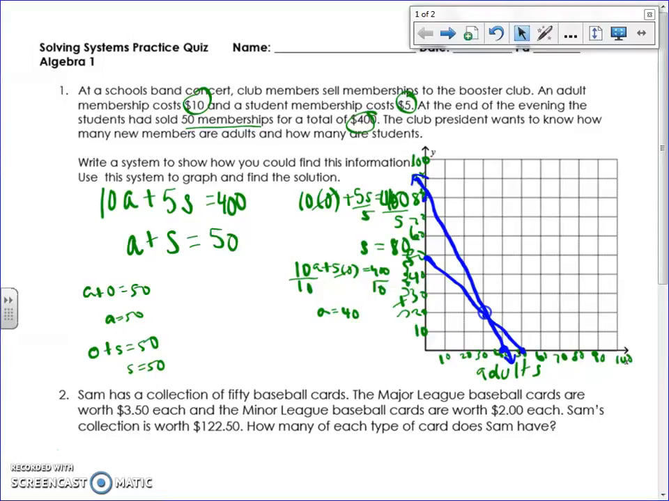You can kind of see that they're meeting right about here. Okay, if they were straight lines, it would be a little bit more precise. So the solution to this system would be that the price will be the same when I have 30 adults and 20 students. Okay.